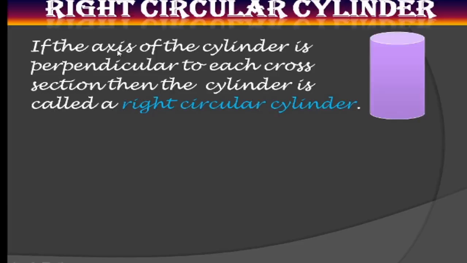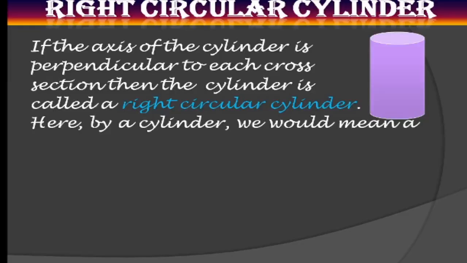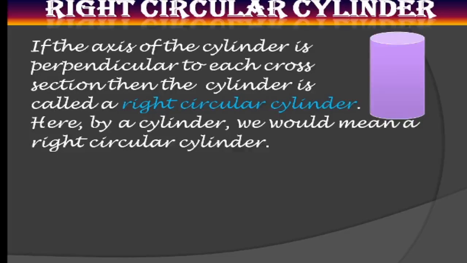If the axis is perpendicular to the radius of the base, then the cylinder is called a right circular cylinder. Right means right angle. That means in a right circular cylinder, the axis of the cylinder makes an angle of 90 degrees with the radius of the base. Here, by a cylinder we would mean a right circular cylinder.